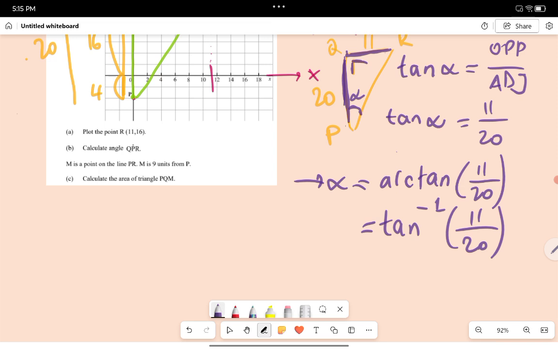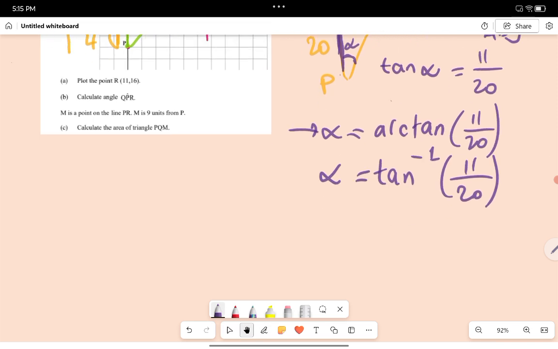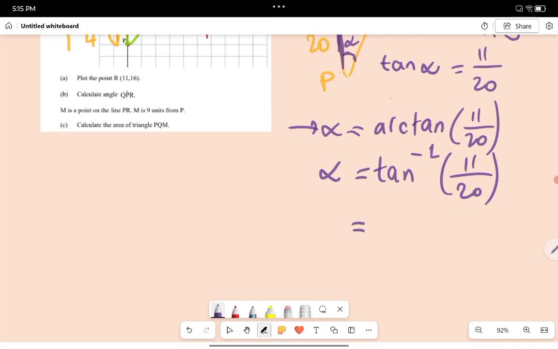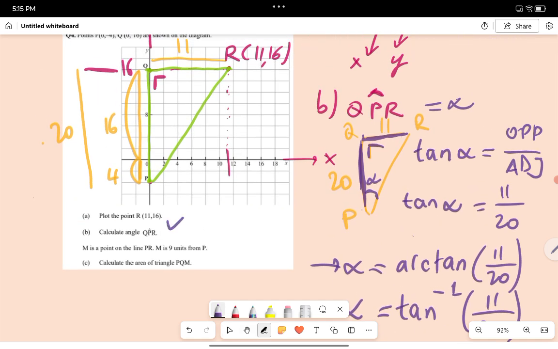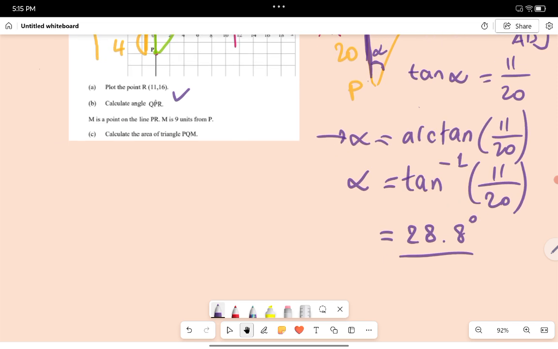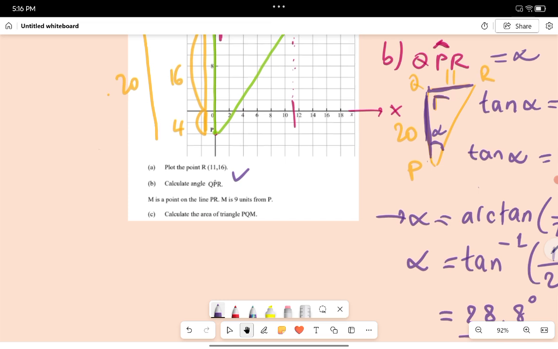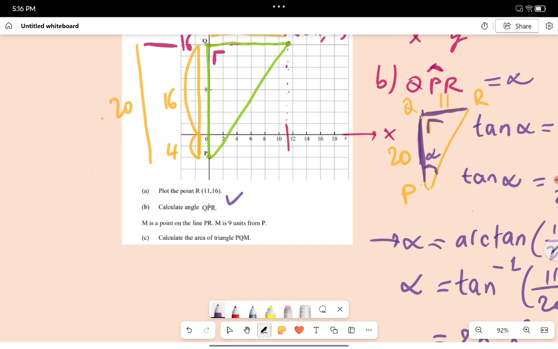So you can plug this in your calculator, and then the answer comes out, which is 28.8 degrees. Make sure that your calculator is set in degrees. And that is question B. So for question B, the angle is 28.8. Great. And that is this angle.